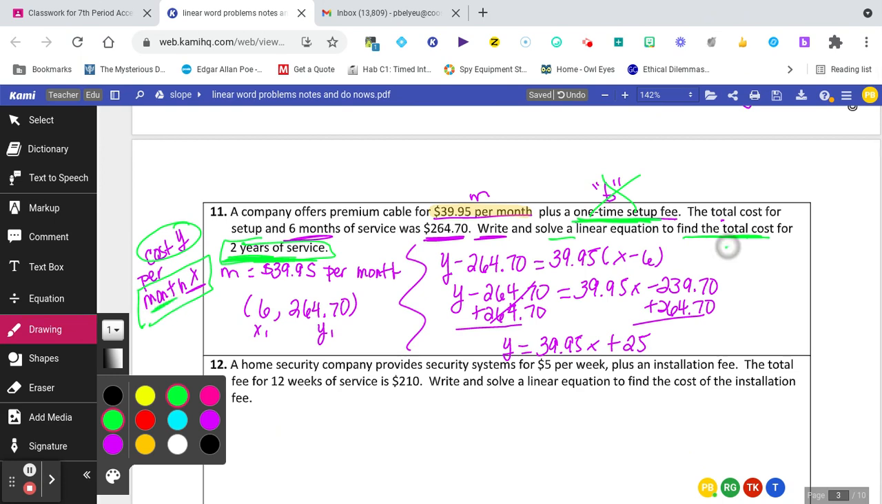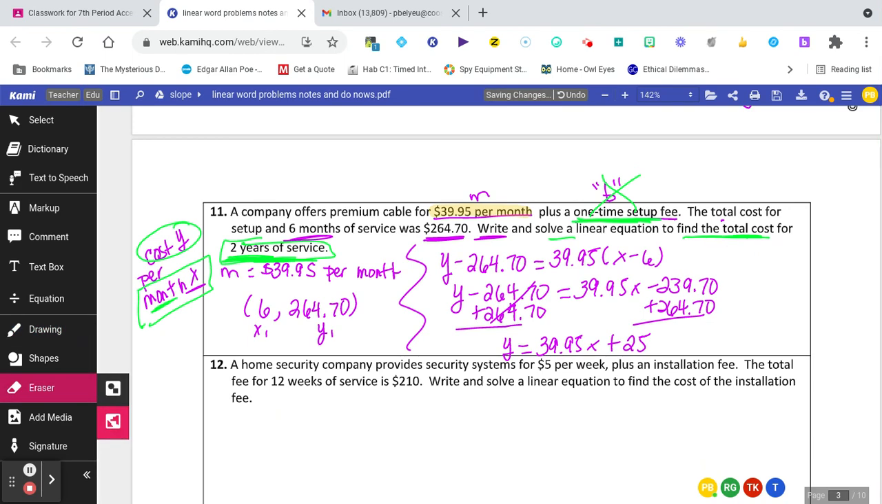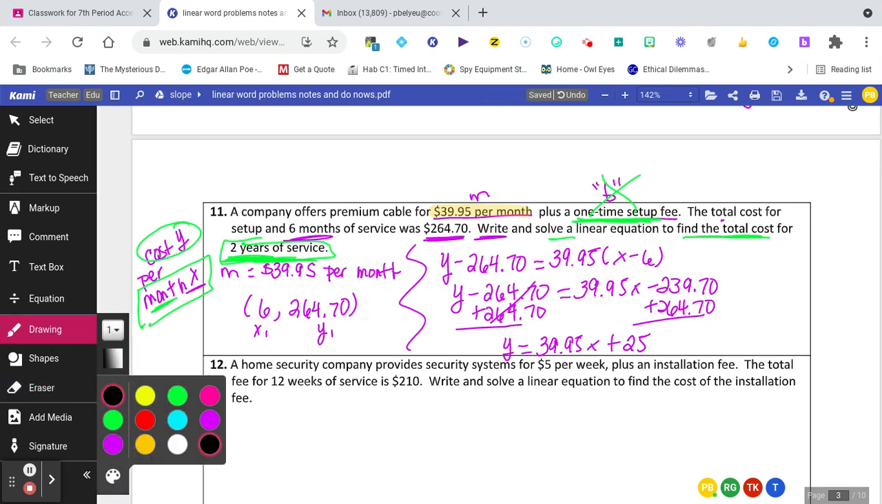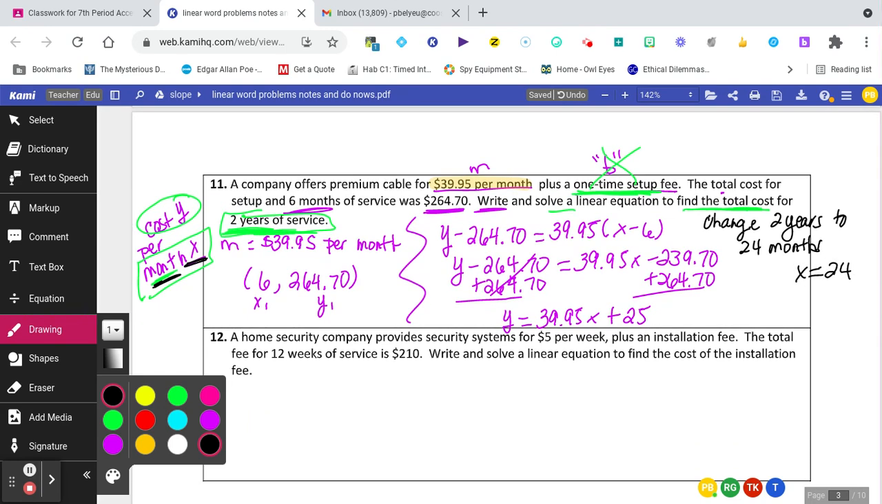So what I want to do is change 2 years, I'm automatically giving you the answer. You're going to change 2 years to 24 months, because your x is in terms of months. So I'm going to use this equation, but I'm going to use an x of 24, not an x of 2.